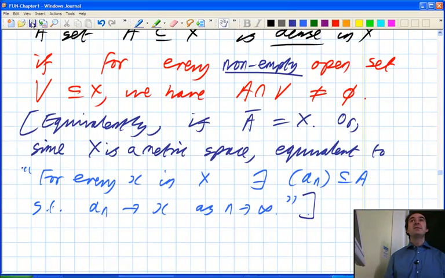Yes? The closure of A is equal to X, so the interior of A is the same as the interior of X? No, because think of the rational numbers in the reals. Rational numbers are dense, but the rational numbers have got empty interior. But the closure of the rational numbers gives you the whole real numbers.